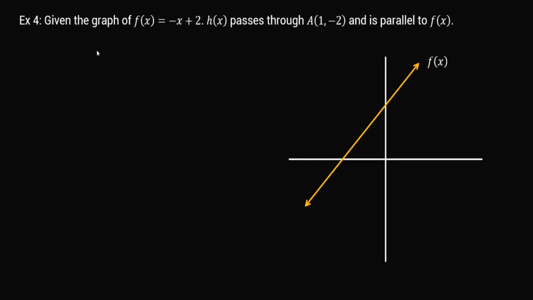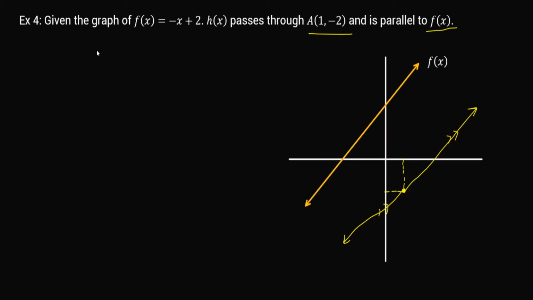Example number 4, given the graph of f of x is equal to minus x plus 2. You are told that h of x, which is now a new graph, passes through the point 1 and minus 2 and is parallel to f of x. So you can go to your Cartesian plane and draw the point 1, minus 2. We know that it passes through this point and is parallel to f of x, and then we draw a parallel line. Okay, this is not to scale, but we know that is a parallel line.